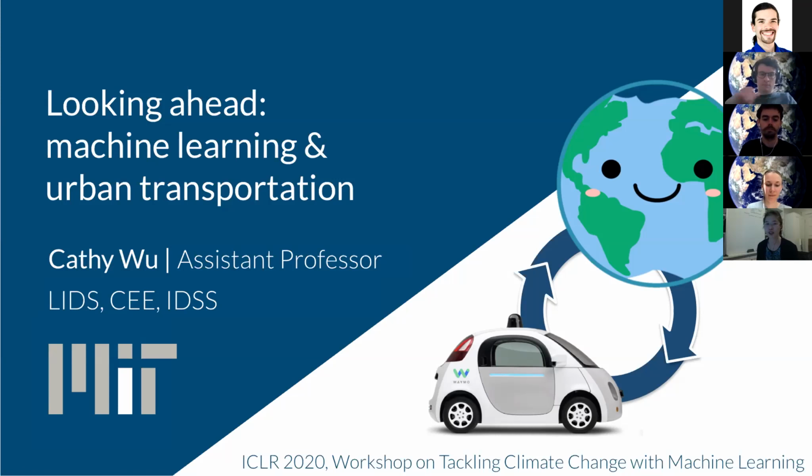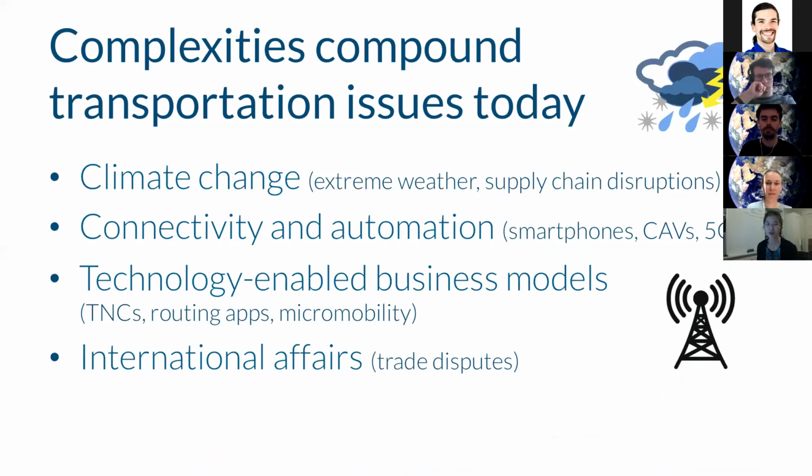So to really put this into context, what I'd like to talk about first is actually the concept of complexity. And how complexity really compounds the transportation issues that we see today and moving forward. There are a lot of different sources of complexity. Climate change is a huge one, which is causing extreme weather and supply chain disruptions, which just makes transportation issues that we already have a lot harder and even harder moving forward.